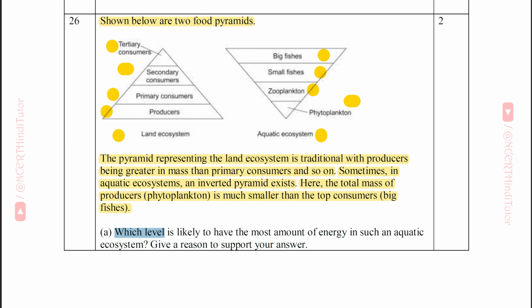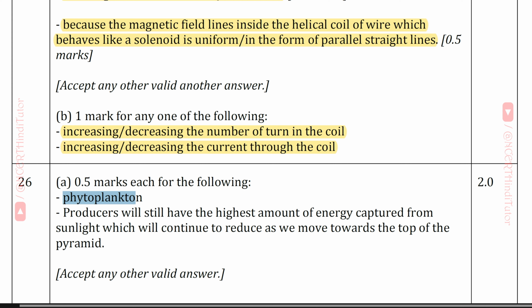A. Which level is likely to have the most amount of energy in such an aquatic ecosystem? Give a reason to support your answer. Answer: phytoplankton. Producers will still have the highest amount of energy captured from sunlight, which will continue to reduce as we move towards the top of the pyramid.